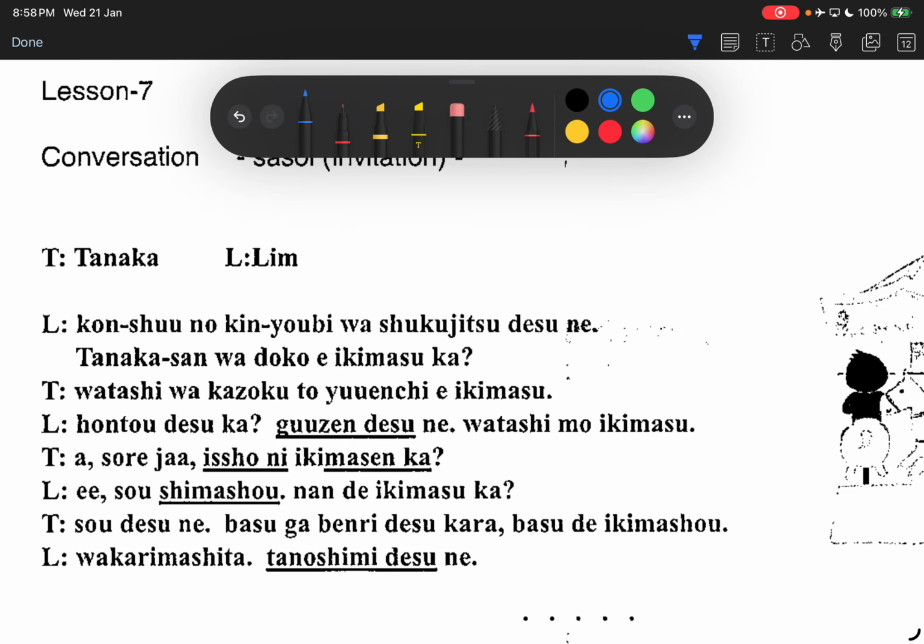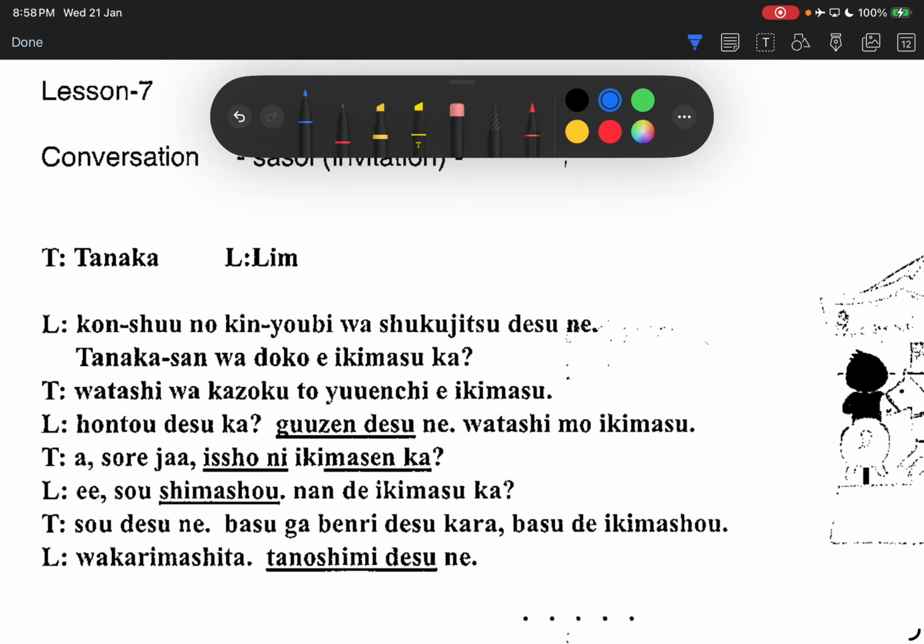So I'll start first. Lim says, 今週の金曜日は祝日ですね. Right? 今週 means? Any idea? You need to revise this one. 今週 means this week. 金曜日 is? Friday. Oh, this one I can remember. Very nice. Friday that is related to this week. So the Friday of this week は祝日ですね.